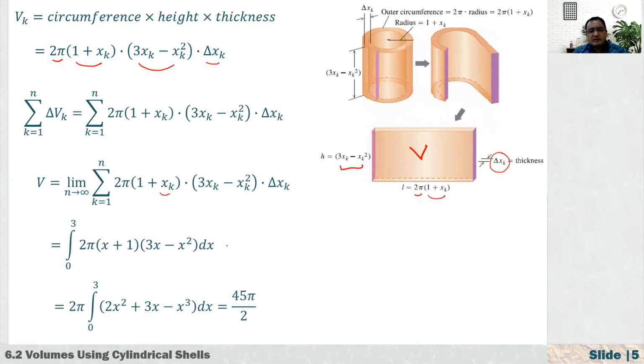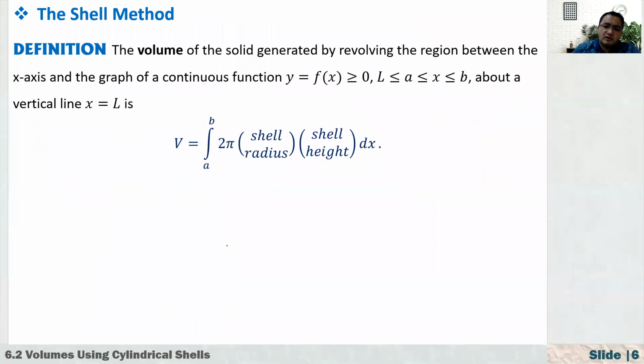Okay, so using this method to find the volume of a solid which is generated or obtained by revolving about a certain horizontal line or vertical line, it is called the shell method. Why? Because actually we are approximating the volumes by some kind of shells. And how are we obtaining shells? By using some kind of cookie cutters.